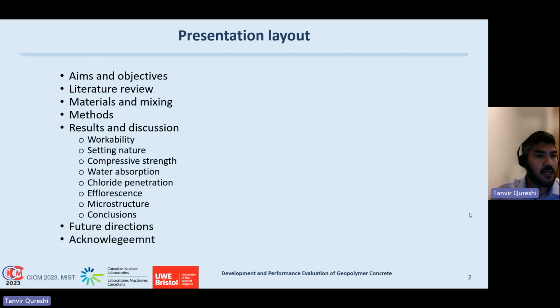So this is the layout of the presentation. The presentation is arranged in 6 sections, starting with the aims and objectives, literature review, materials and mixing, methods, results and discussion, and then future directions with acknowledgements.